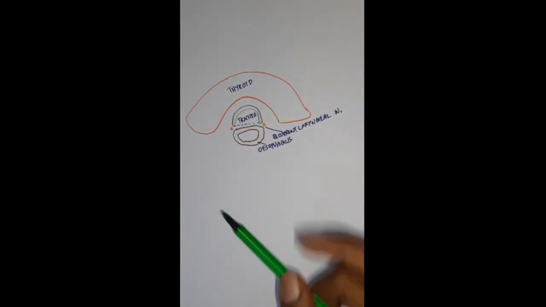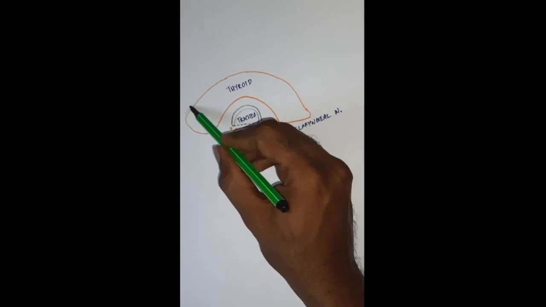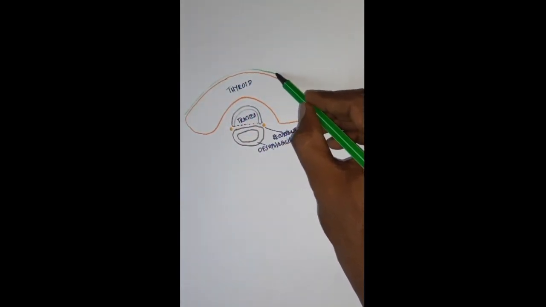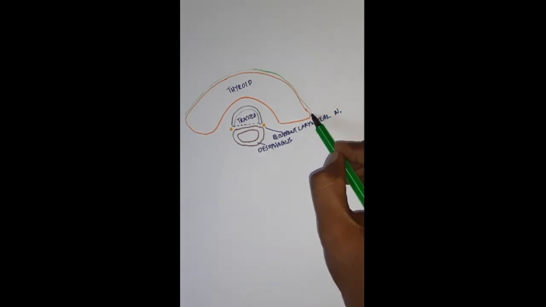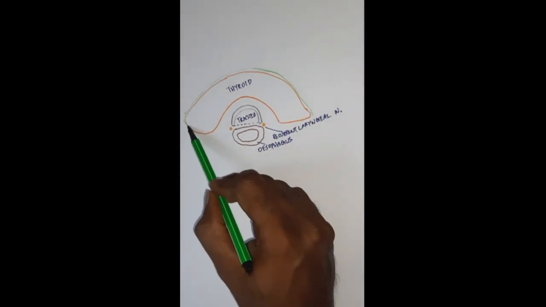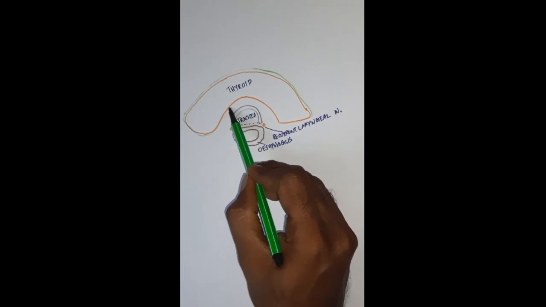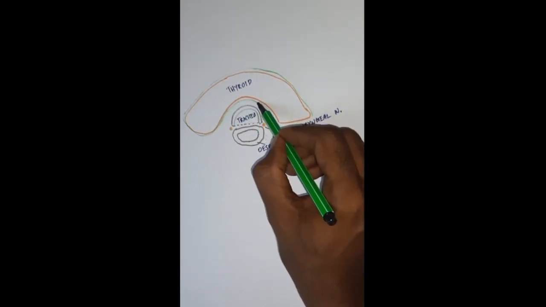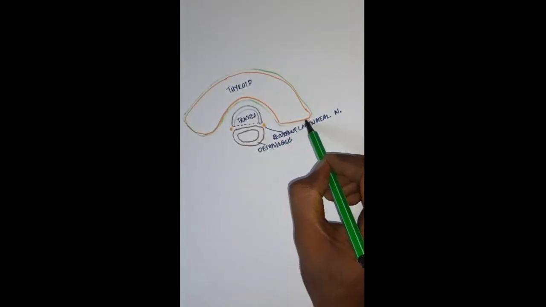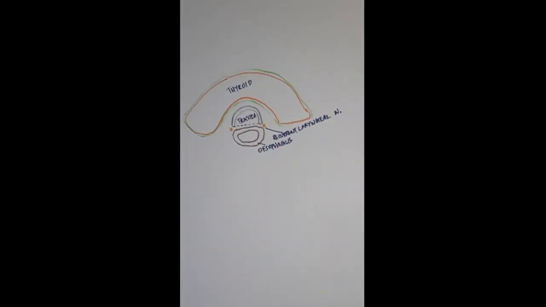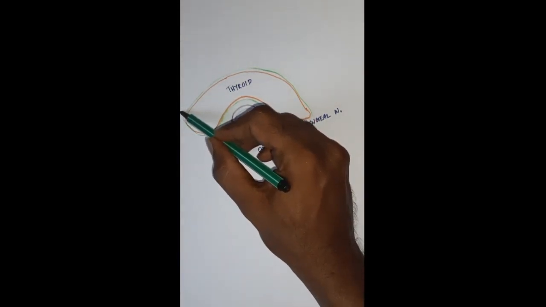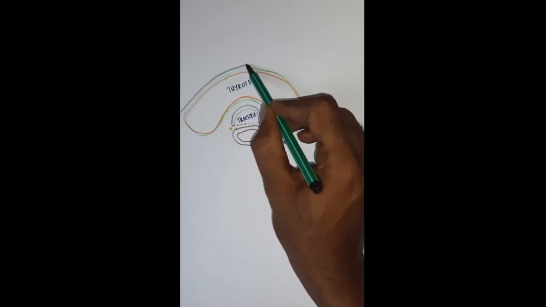Now the first covering of the thyroid gland is obviously the true capsule. The true capsule is the one that is formed by the condensation of the gland. It is very close to the gland. But the false capsule is a little away from the gland, which is derived from the pretracheal fascia. So here is the false capsule.